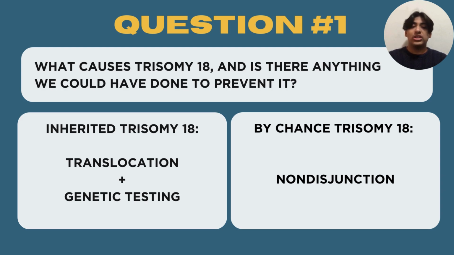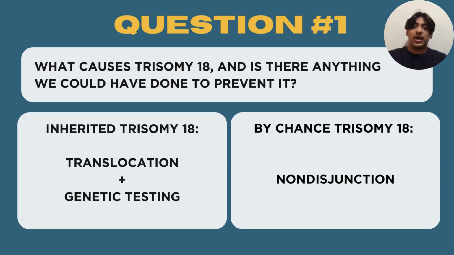This is usually a one-time occurrence and nothing can be done to prevent it. It can happen to any parent at around any age. On the other hand, in rare cases, trisomy 18 can be caused by translocation trisomy 18, where one of the parents carries a balanced translocation.